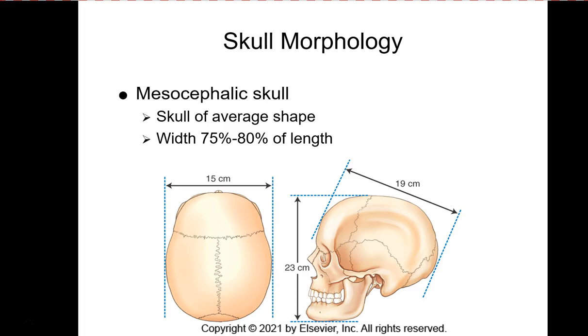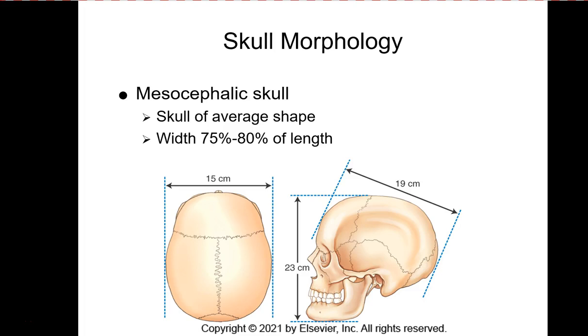The shape of an average skull is described as mesocephalic, and we base all of our learning and all of our positioning on the mesocephalic skull. But as you'll see, variations in the width or the length of the skull can equate to variations in our positioning. And we'll explain more of that in a minute.